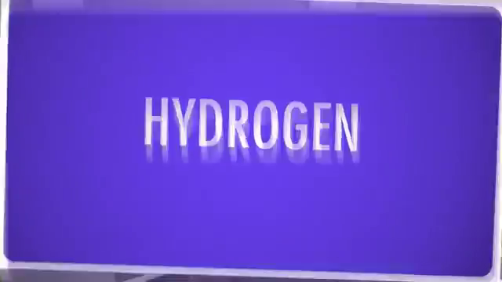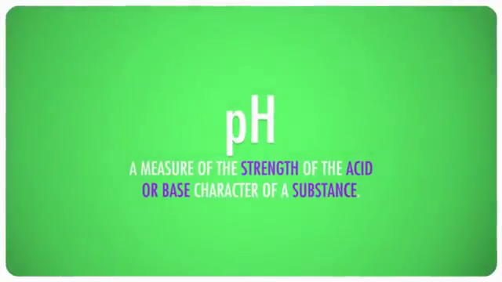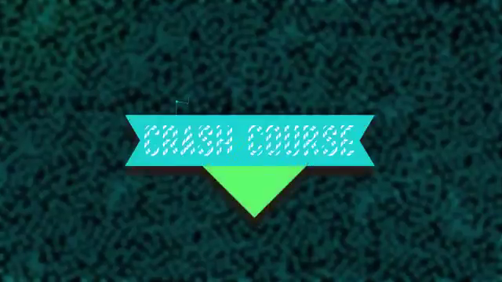The H part is even easier. It stands for hydrogen, because hydrogen ions or protons are pivotal to the behavior of acids and bases, which is what pH describes. So you can think of pH as basically the power of hydrogen in a solution, the strength of the acid or base character of a substance. And it all revolves around one very important point of focus: our old friend water.